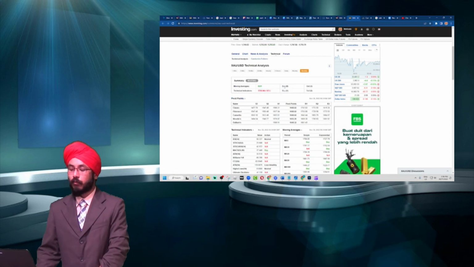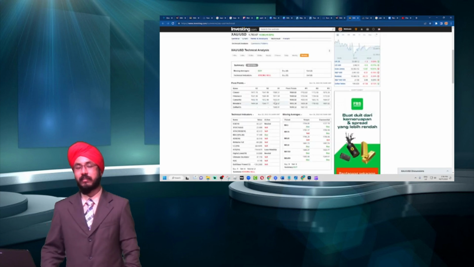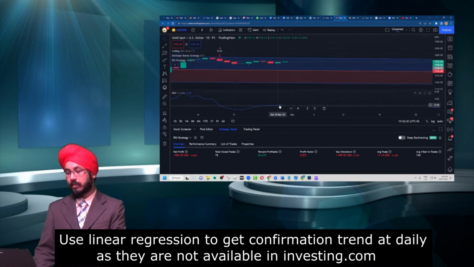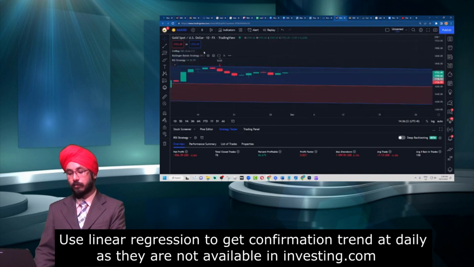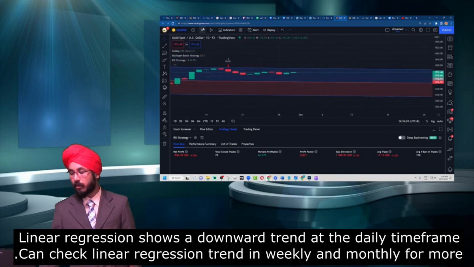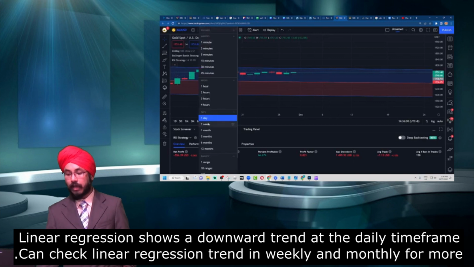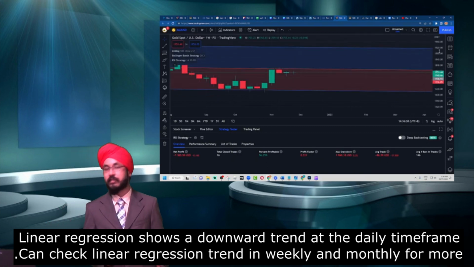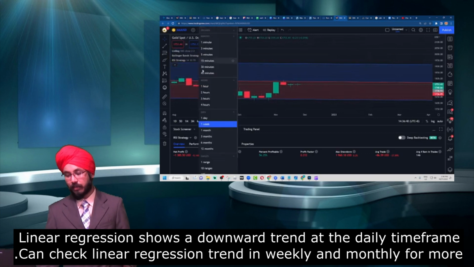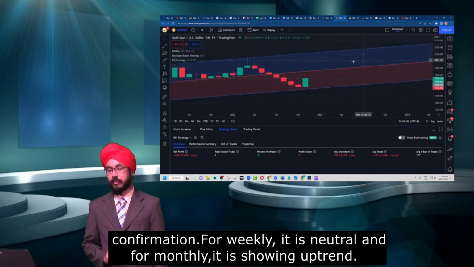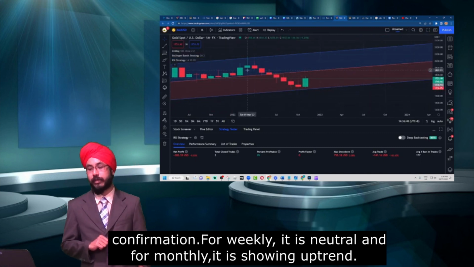We will have to use another indicator, which is known as the linear regression. As we can see at the daily, our linear regression is showing neutral or slightly downtrend. If we look at the two higher time frames, at the weekly the trend is also neutral. And at the monthly, it is more supportive towards the higher trend, which is the uptrend.